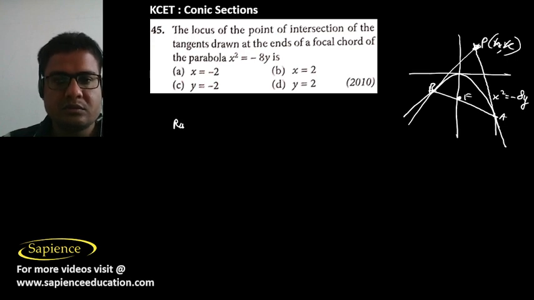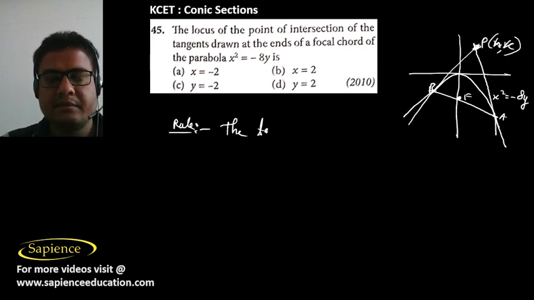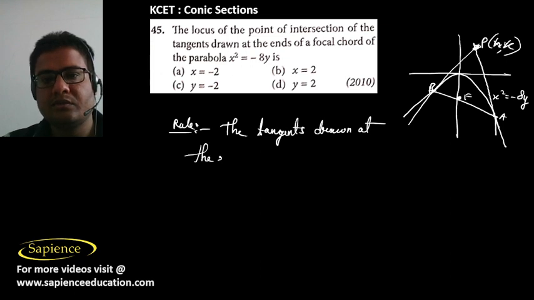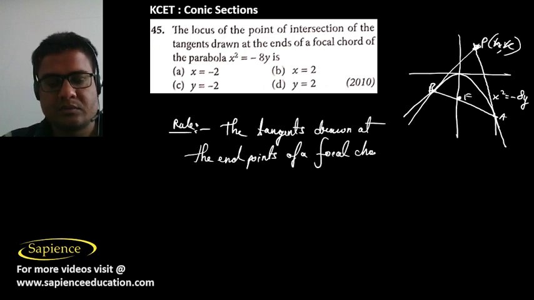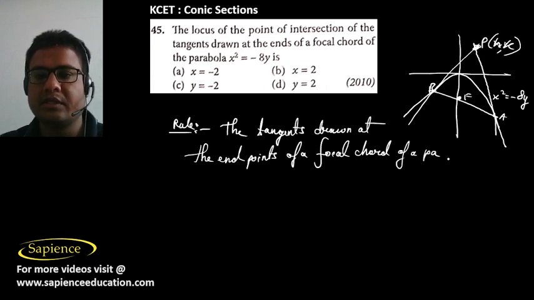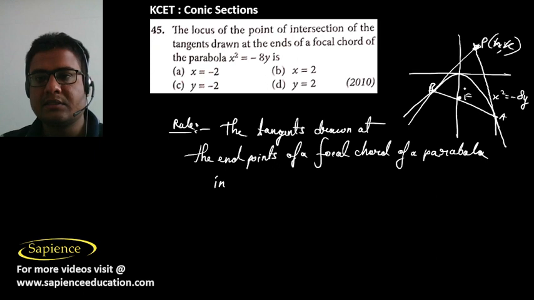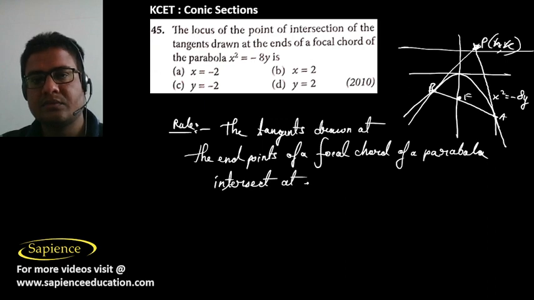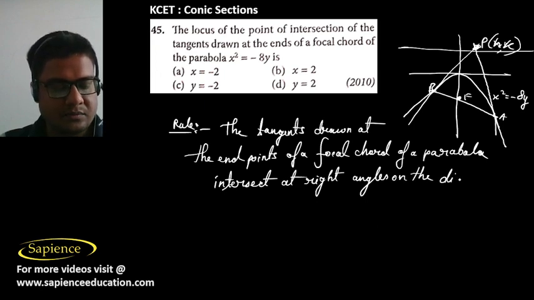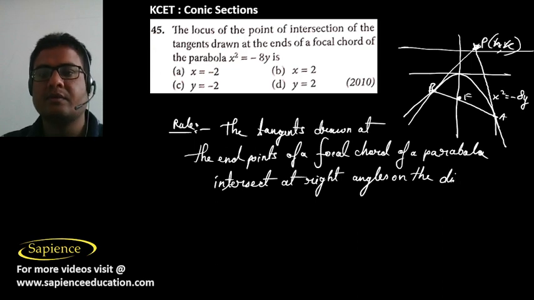So we know the rule: the tangents drawn at the endpoints of a focal chord of a parabola intersect at right angles on the directrix.